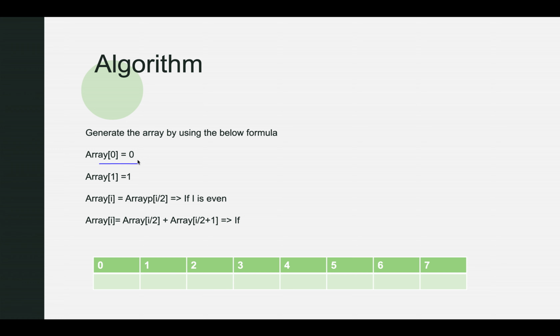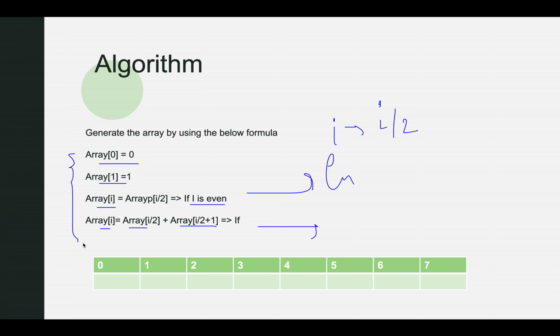Array of 0 equals 0, array of 1 equals 1. Array of i equals array of i by 2 if i is even. We know that if the index i is even, then the value would be equal to what is currently held by the i by 2 index. However, if i is odd, then the value held at i equals array of i by 2 plus array of i by 2 plus 1. So I have just restated those formulas in a different way, and the formula still remains the same. So let's generate the array.